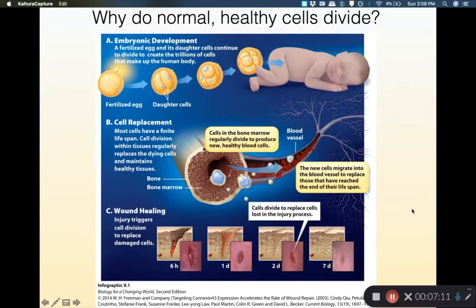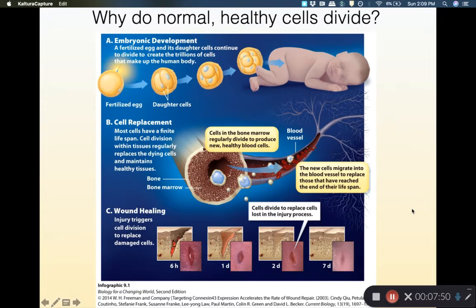So broadly, there are three main reasons why healthy cells divide. The first is basically development. There's a reason that you aren't the same height or size you were at birth, and it's because your cells are dividing and growing. The next is cell replacement. Some cells have a finite lifespan. Cells in your bone marrow regularly divide to produce new healthy red blood cells. The cells, especially in your gut and liver, tend to regenerate quickly.